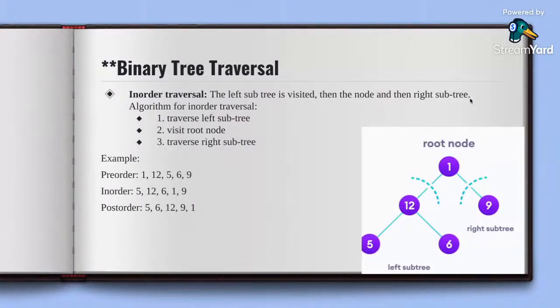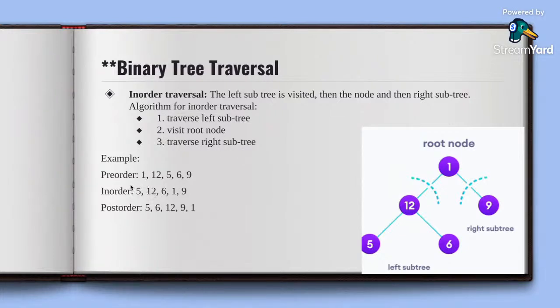Binary tree traversal, in-order traversal: the left subtree is visited, then the node, and then the right subtree. Okay. Traverse the left subtree, but in which order, post-order or pre-order? That's not telling us. Visit the root node. I think it's going from the bottom then, going to the root node, and then traversing the right. Okay. Pre-order.